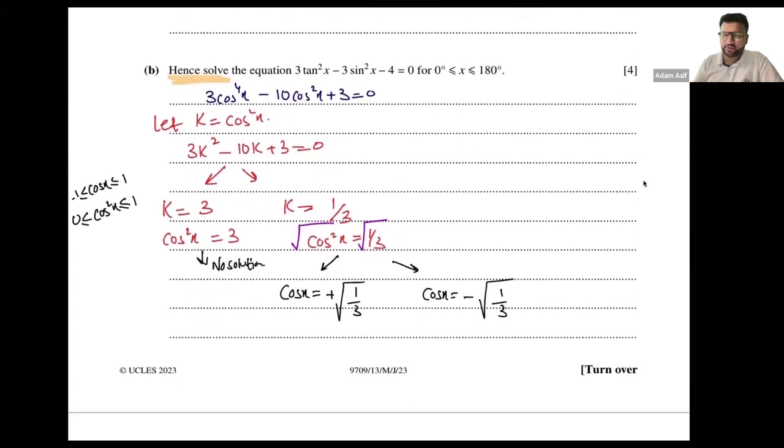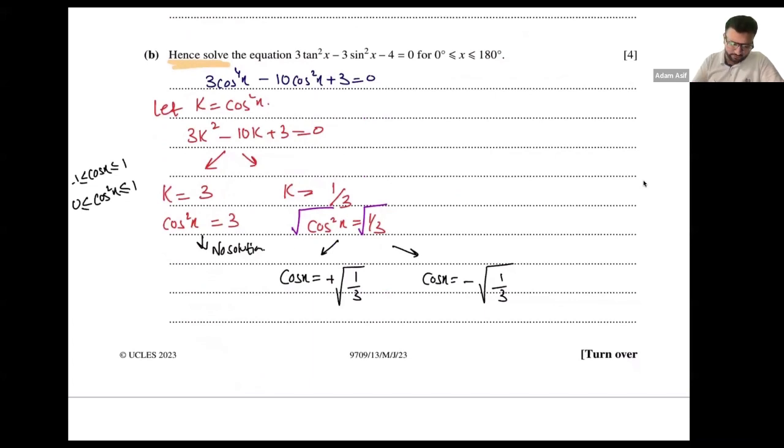Now, in which quadrant is cosine x positive? Cosine x is positive in the first and the fourth quadrant. However, the domain of the question is 0 to 180. Asina, this is the same concept that you were asking today. The domain is from 0 to 180 degree. So I just have to restrict myself till the first and the second quadrant. So I don't need this solution. Okay, I'm going to erase this.